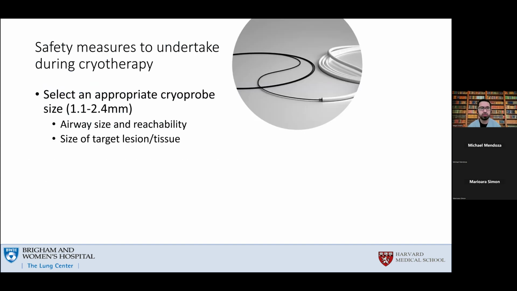So what are the safety measures to undertake? Well, one of the things to keep in mind is to really select an appropriate cryoprobe, right? So if you're doing something a little more distally in a smaller airway, you don't want to use the largest cryoprobe first, because what you don't want to do is accidentally touch the normal healthy areas within the airway mucosa. You want to make sure that your effect is really limited to the target area, the lesion or whatever area that you want to freeze.